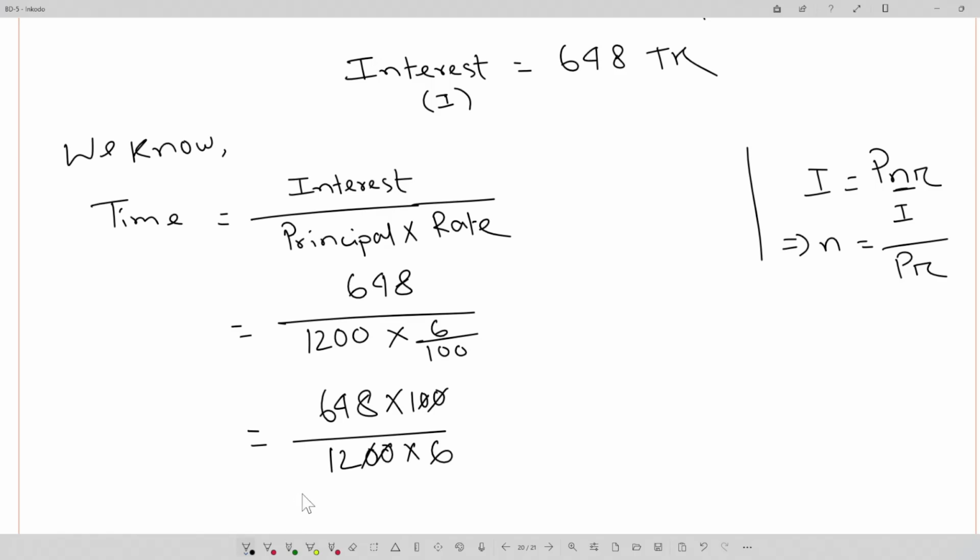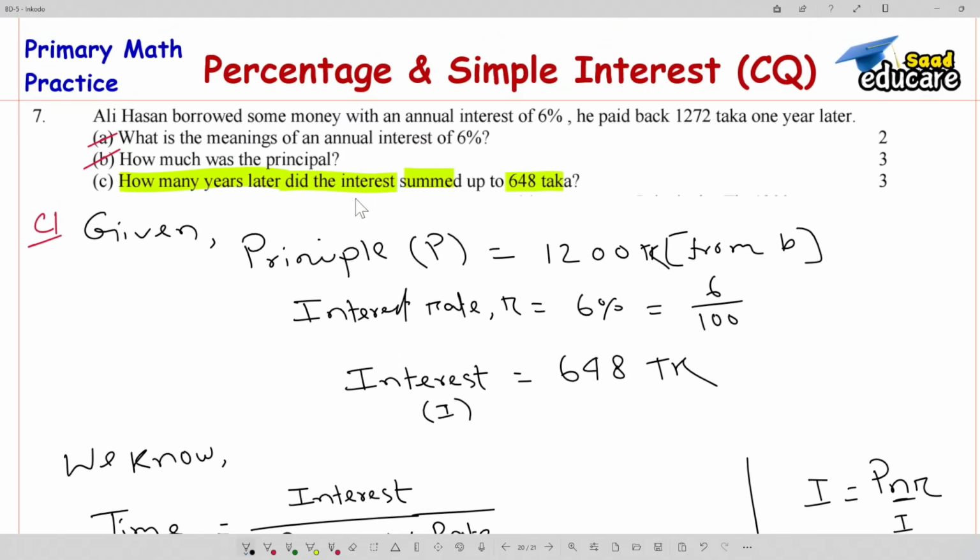Now 648 can be divided by 6. 648 divided by 6 will be 108. And let's see, 108 can be divided by 12. It will be 9, right? So our answer is 9. 9 is the number of years. So 9 years later, our interest will become 648 taka.